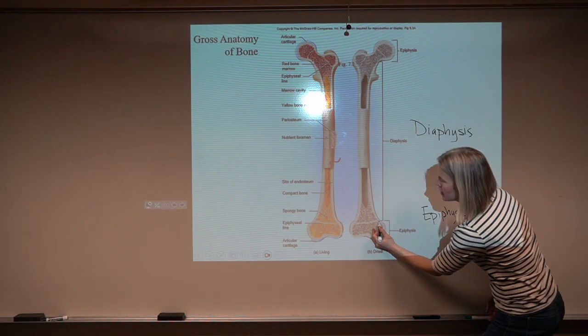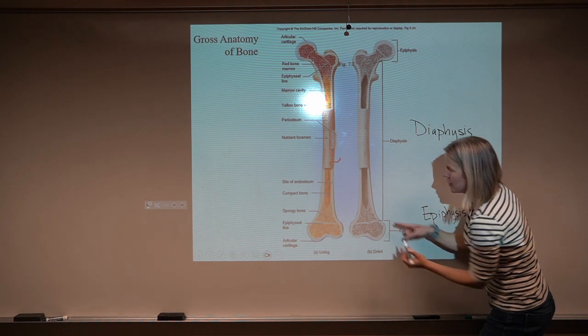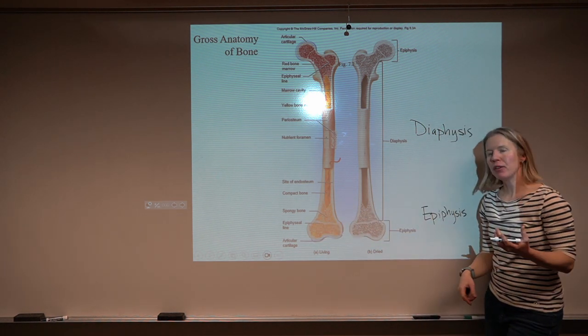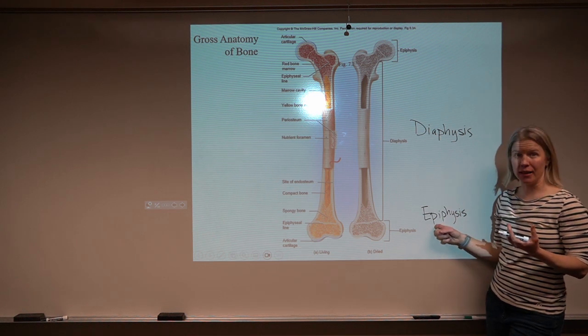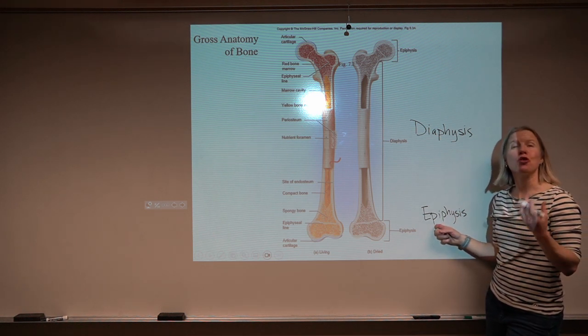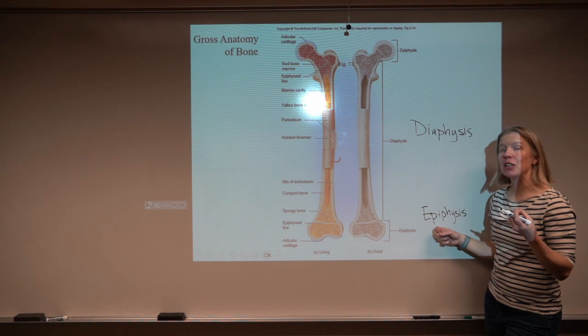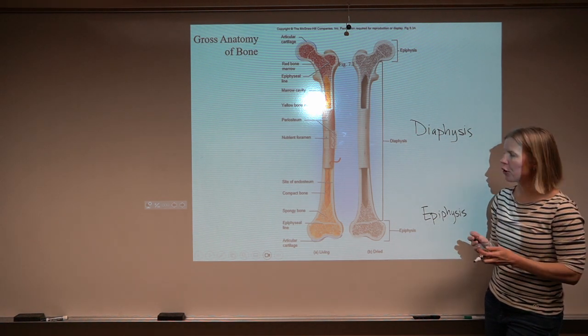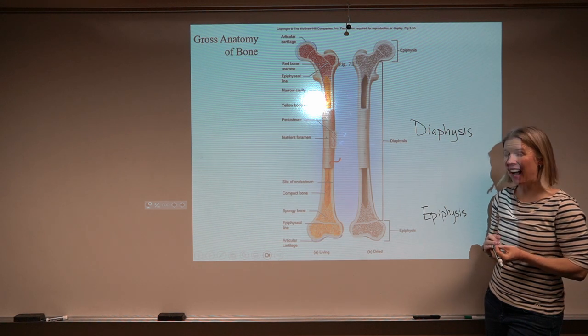And then notice this little connection between them. See how there's this white line there? That is what's called the epiphyseal line. During development, it's called the epiphyseal plate, and that is your growth plate. Another term sometimes you'll see for that is metaphysis.